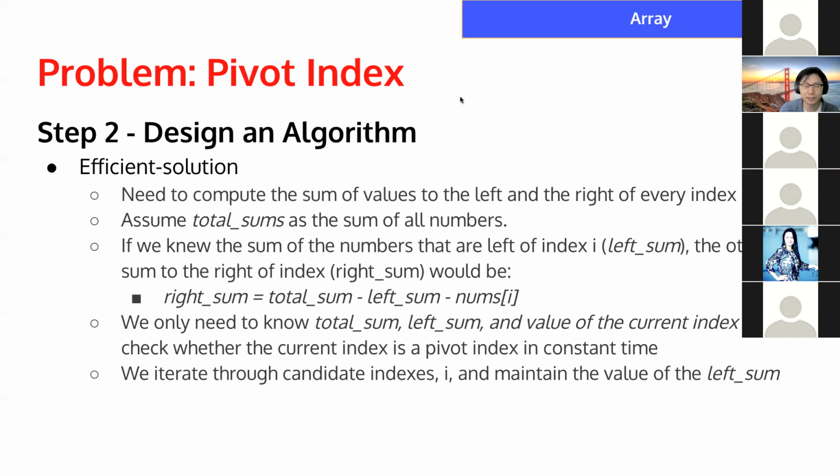So the crux of this problem is that you need to compute the sum of values to the left and the right of every index. But as you could imagine, this would be a pretty time-consuming operation, calculating the left sum and the right sum each time. So what you could do is first calculate the total sum, which is the sum of all numbers. And this operation itself takes O of n.